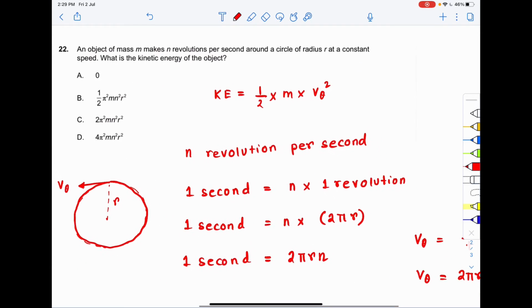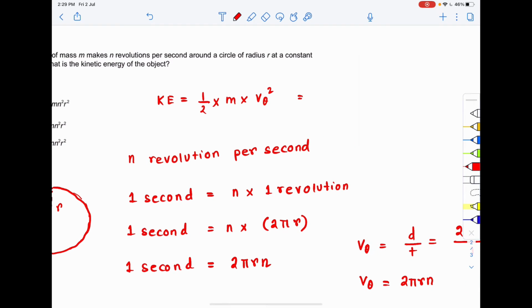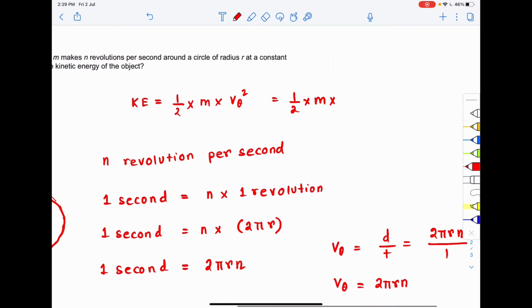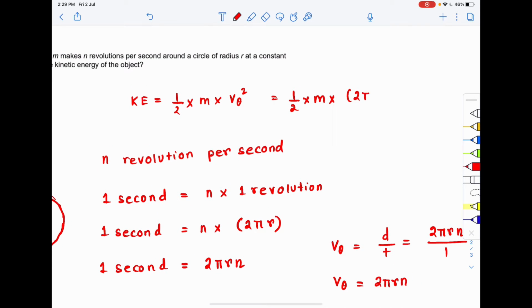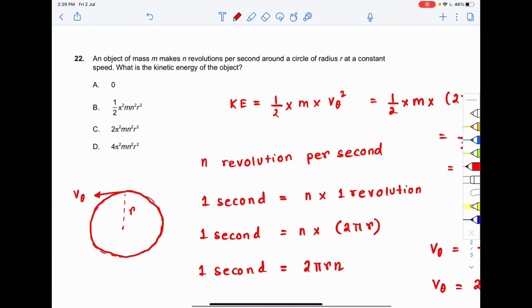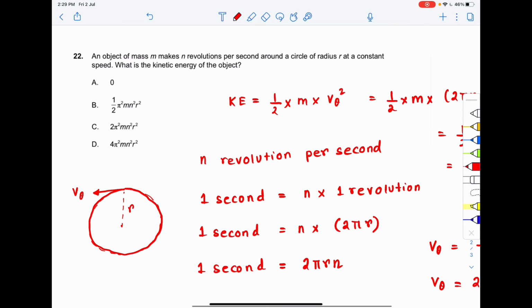So here the kinetic energy will be half into m into v theta square. What is v theta? 2 pi rn. So this will be equal to half m into 2 pi rn whole square. If I expand this, it will be 4 pi square r square n square. Expanding again, this will be equal to 2m pi square r square n square. So the correct option to question number 22 will be option C, 2 pi square m n square r square.